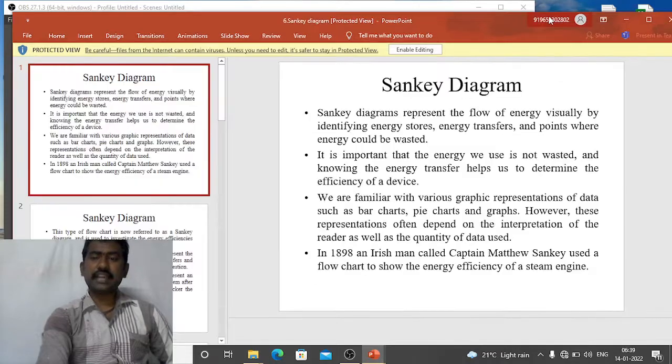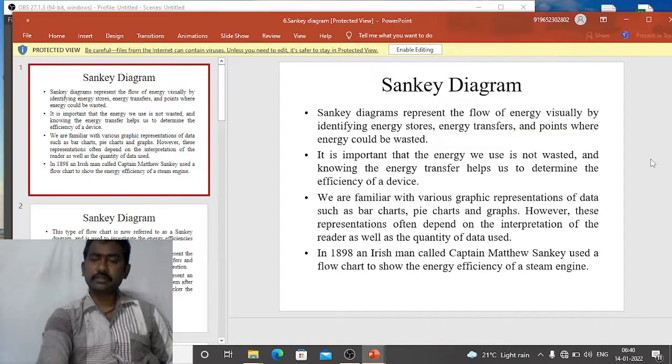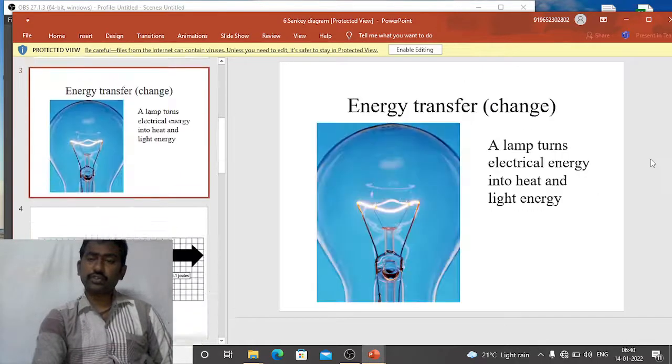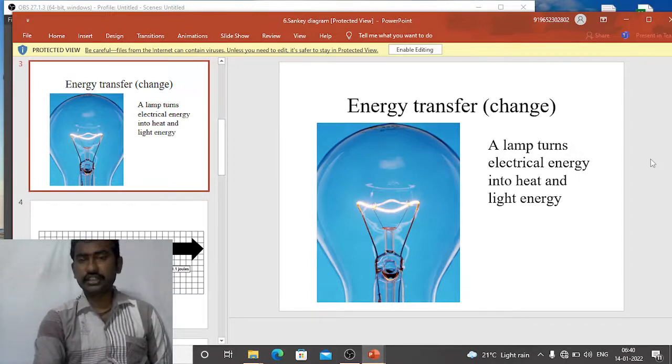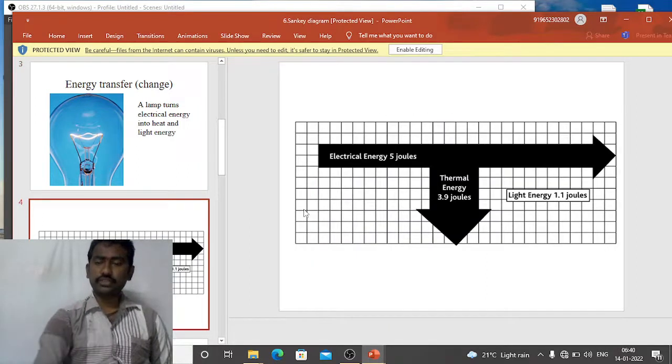Load profiles and Sankey diagrams. So what is meant by Sankey diagrams? It is nothing but an energy flow diagram. In our industries, different sources are used, and electricity flows to the different equipments. How that electrical energy flows to the different destinations can be represented with one diagram. The diagram is nothing but a Sankey diagram. So let us see the Sankey diagram.